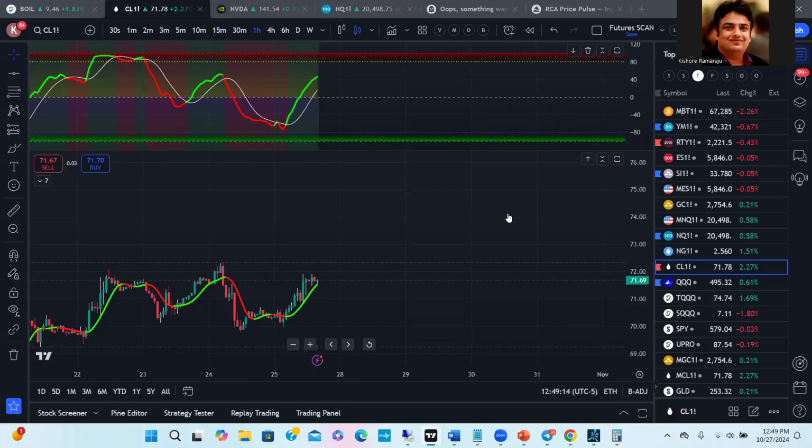Because indices cannot be manipulated. Indices is not one stock, it is an ETF, a combination of 100 stocks, a combination of 500 stocks. So that's why you cannot manipulate them.